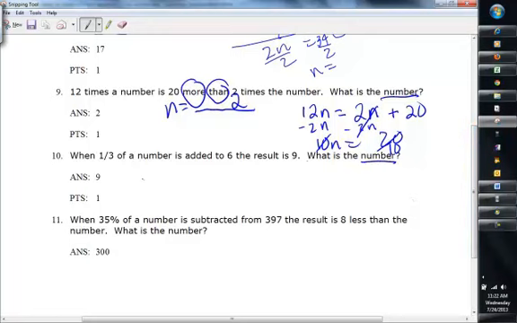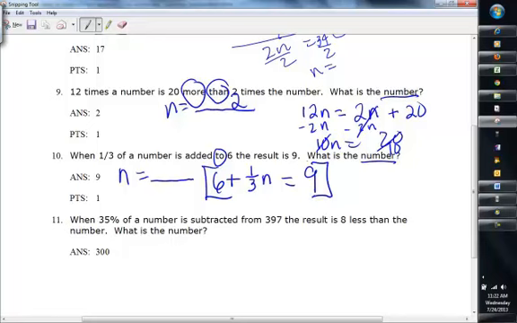Next one, what is the number? So we have n equals something. When 1/3 of a number is added to 6, we've got a 2 there, so it'll be 6 plus 1/3 of a number. The result is 9. Remember that when you have a fraction, the first thing you do is multiply by the denominator, and you get 18 plus n equals 27. Subtract 18 from each side, and we get n equals 9.